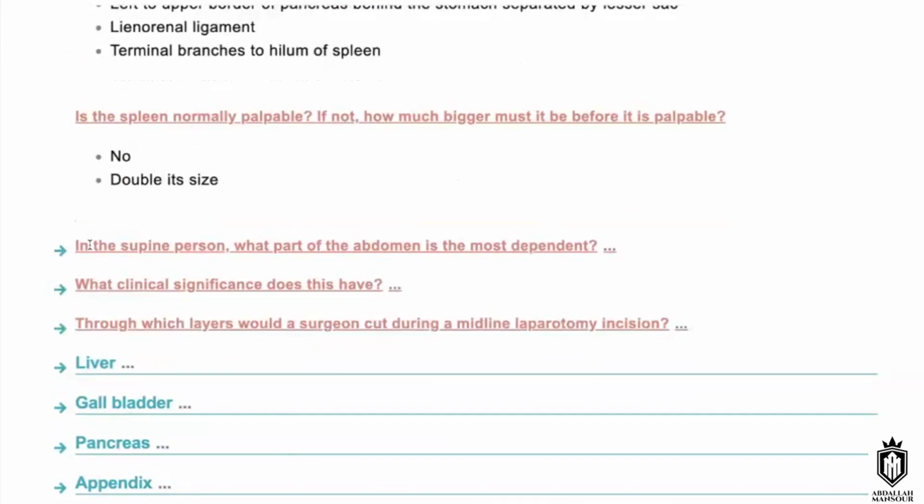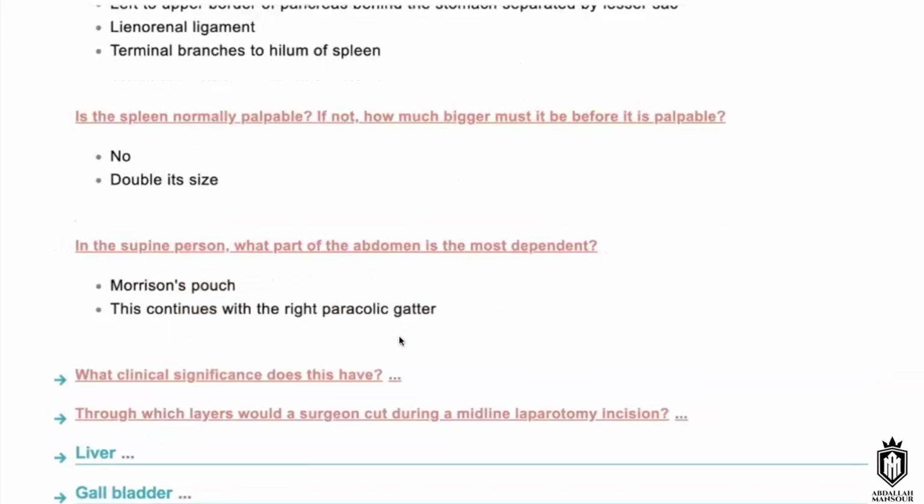It's the Morrison's pouch. It's the right infrahepatic pouch. Yeah, or the right paracolic gutter instead. That's the Morrison's pouch. And what's the clinical significance of that? So it is the most dependent part in supine position, and all the collections can get collected and form an abscess here. Yeah, that's right.